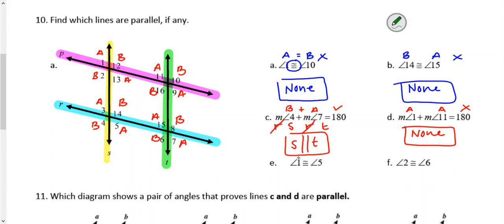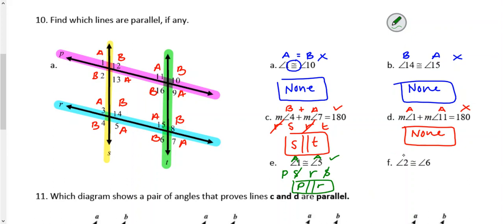Okay, letter E, we have angle 1, which is an A. Angle 5, which is also an A. Okay, A equals A. I can keep going. Angle 1 touches P and S. Angle 5 touches R and S. S's repeat, so P is parallel to R.